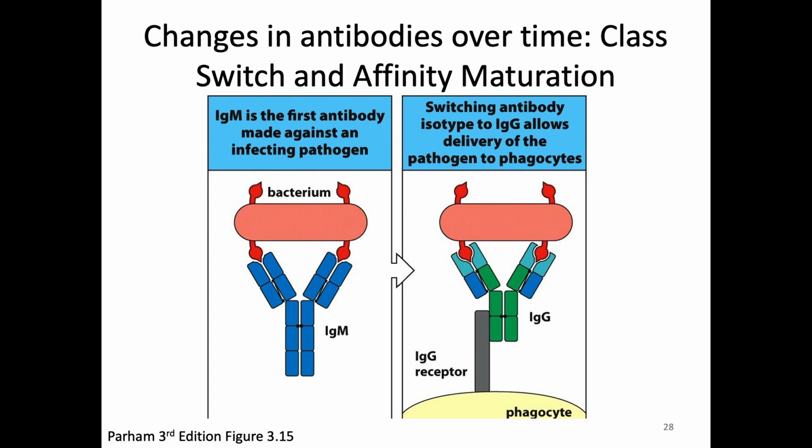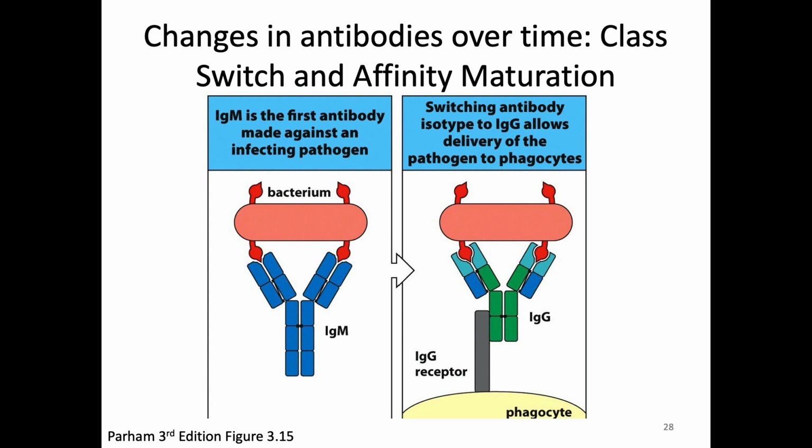And the answer is that antibodies can change over time. One thing that can happen over time is that they can change how tightly they bind to antigen. So antibodies made early in a response bind kind of weakly to their antigen, and over time, antibodies will bind more strongly to their antigen. This is called affinity maturation. The affinity of the antibody matures.